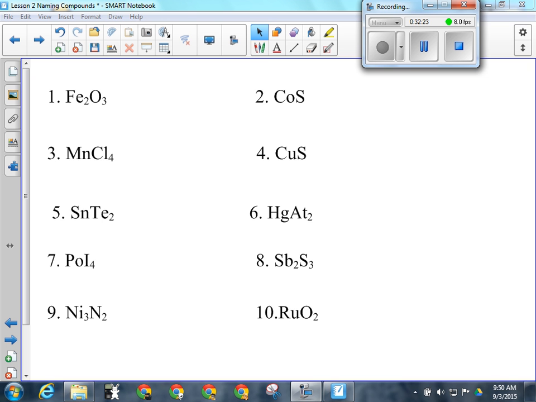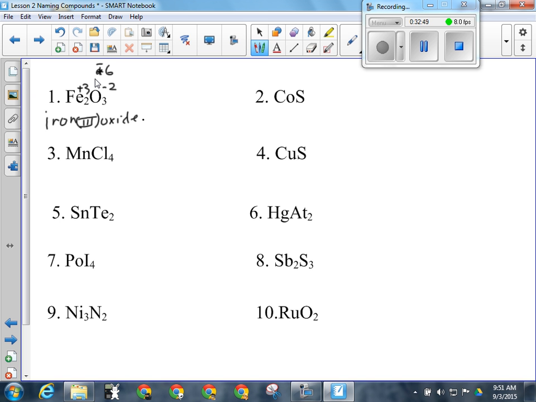Let's look at the first couple here. We've done this one already, but we'll do it again just for the sake of doing it. We always look at the non-metal. Oxygen's a -2, so that's -6 here. I need to make +6. That means iron has to be +3. So this is iron 3 oxide.